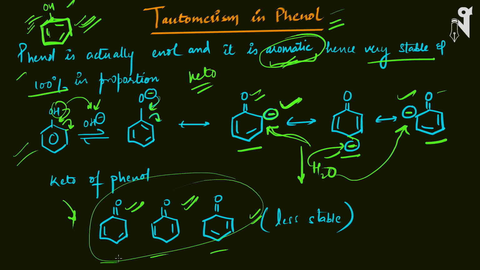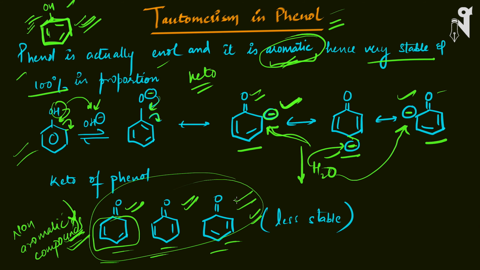Why? Because the ring you're getting has conjugation and is capable of resonance, but definitely not closed conjugation, and definitely it does not follow the aromatic structure. So no aromaticity, it is a non-aromatic compound. And non-aromatic compounds are less stable than aromatic ones. That is why the keto forms of it are quite less stable, and hence phenol exists in the form of enol, basically benzene with OH, rather than in its keto form.